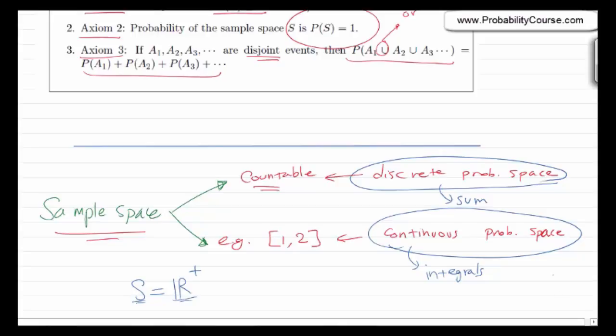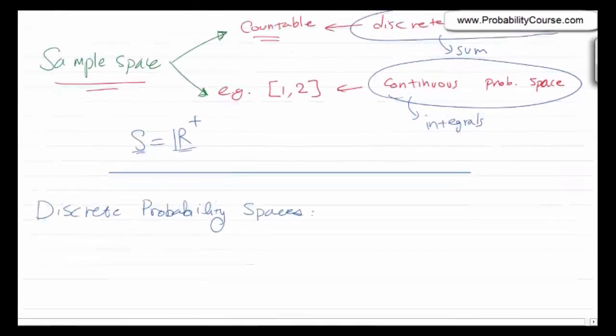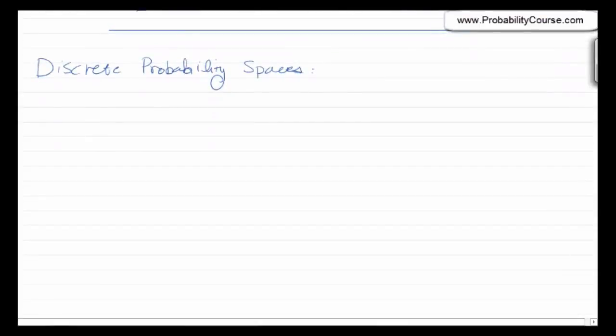Okay, so let's talk about discrete probability spaces. Let's start with a simple example. Let's say I roll a die. What's my sample space here? Well, of course, the sample space is 1, 2, 3, 4, 5, and 6. And let's say I'm interested in the probability that the outcome is an even number. So let A be the event consisting of three elements, 2, 4, and 6. Now, how do I find the probability of A?